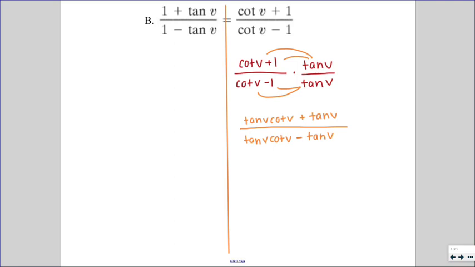And then I can use the reciprocal property. Tangent times cotangent, that's just 1. I'm going to name it. And in 3 steps, we got to what we wanted to show here. That the cotangent of v plus 1 over the cotangent of v minus 1 is equal to 1 plus tan v over 1 minus tan v.